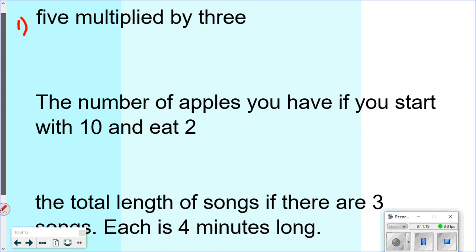Five multiplied by 3. So we're going to look for the keyword. The keyword would be multiplied. And then 5 multiplied by 3. That's all it's asking you to do, is just to write it out in a math sentence, in an expression.